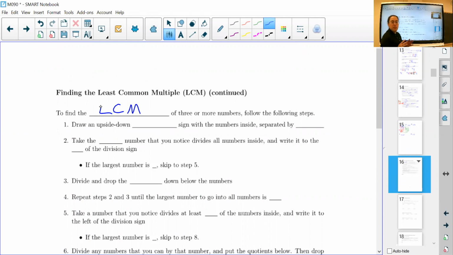Make sure that you're feeling pretty good with the least common multiple of 2 numbers before you dive into this one. So feel free to go back to that last video, watch it again, because you'll want to be comfortable with that. This is similar.